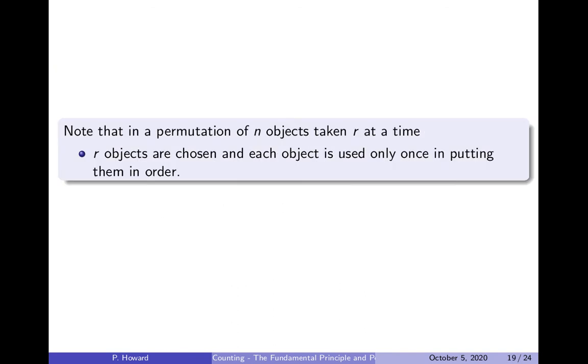So one thing to keep in mind is that if we're doing a permutation of n objects taken r at a time, you are choosing r objects and then arranging them in order, and each object is used only once.